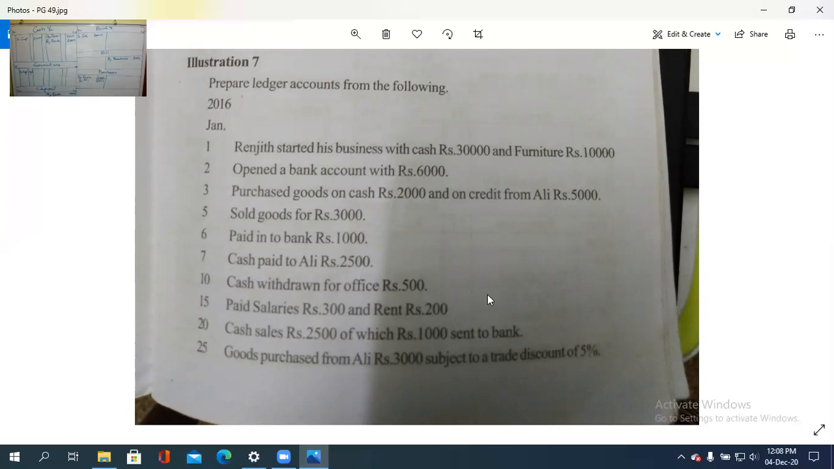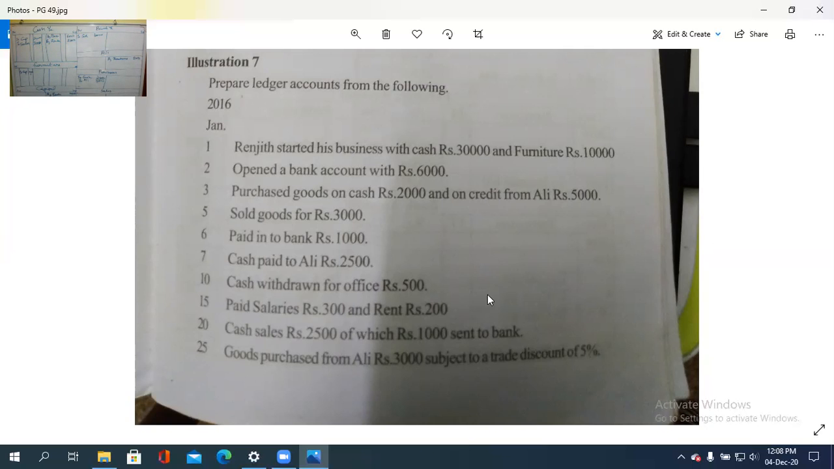Then next is sold goods for rupees 3,000. So here the party's name is not mentioned, so it is cash sales. So another account we need to prepare, sales account. What is that? Sold goods for cash. It is understood that it is cash. So 3,000. Cash account debtor to sales. The entry we are going to prepare is what? Cash account debtor to sales. So to sales it is 3,000.